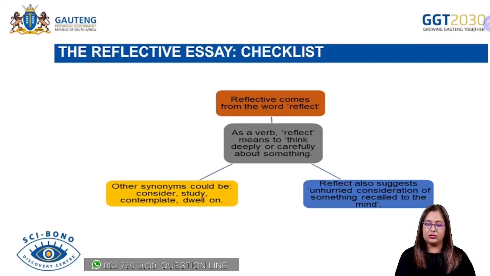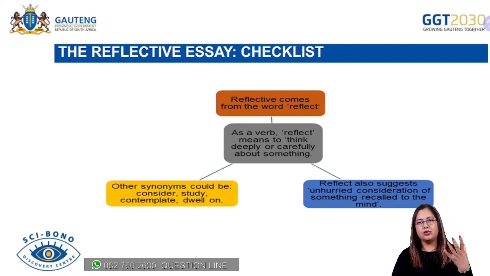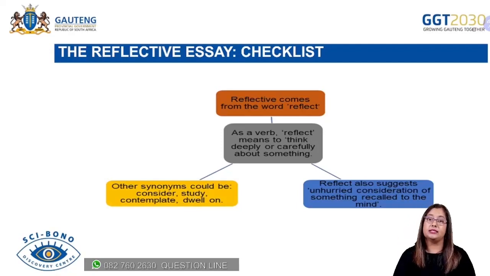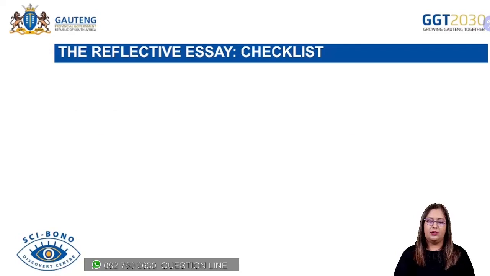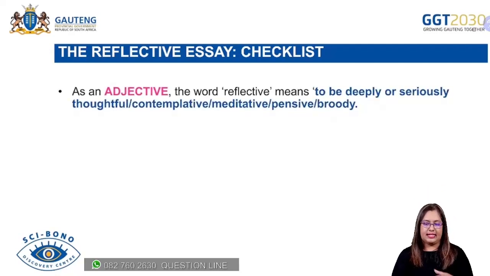Reflect also suggests. So the word reflect, I gave you the synonyms there, which would be consider, dwell on, and contemplate. And it can also suggest unhurried consideration of something. So you want to take yourself through the process slowly but surely and explain to us why you have arrived at that particular point in life. All right. Then that's again in point form for you there. Okay.